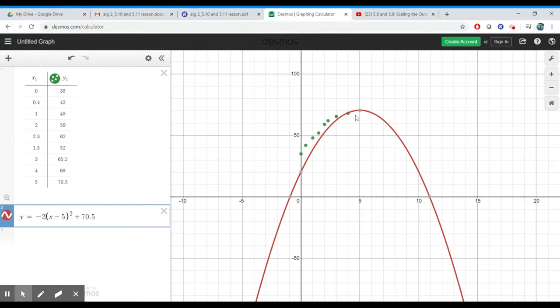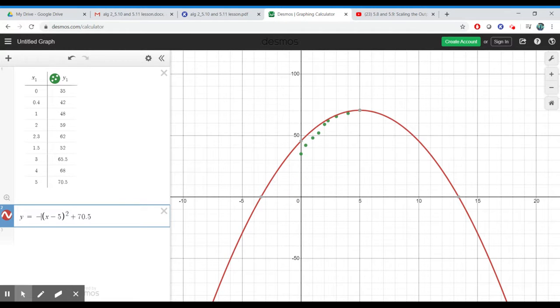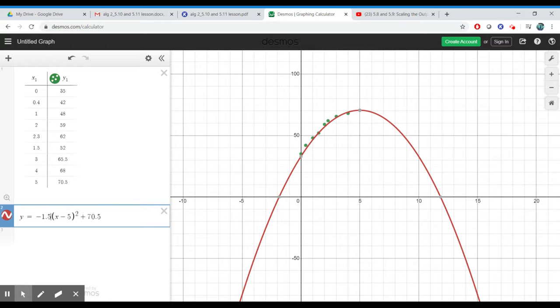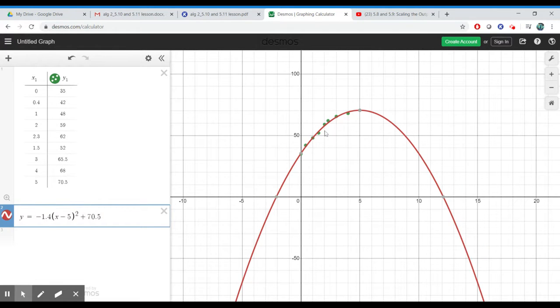Okay, so it looks like multiplying by 2 shrinks it a little bit too much. So instead of 2, I'll try 1.5. That looks pretty good. Let me try maybe one other number, 1.4. I like that one the best so far. I think that this equation matches the set of data the best out of all of them.